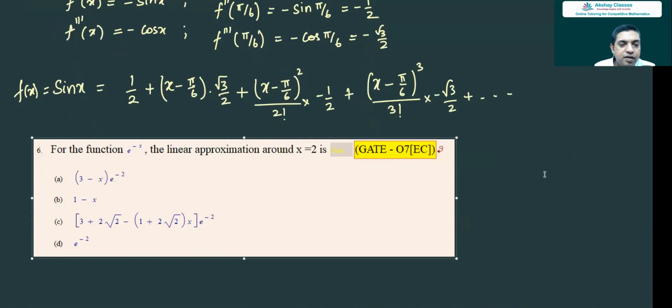Expansion of e power minus x. This is a linear approximation. So for the function e power minus x, the linear approximation around x equal to 2. Please do this. Tell me what is the right answer: A, B, C, or D. You can put it in chat.